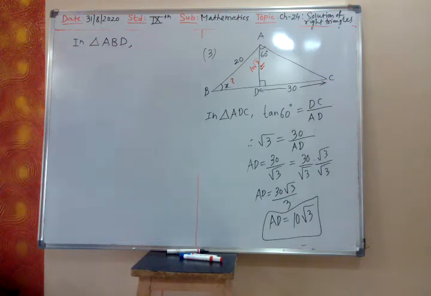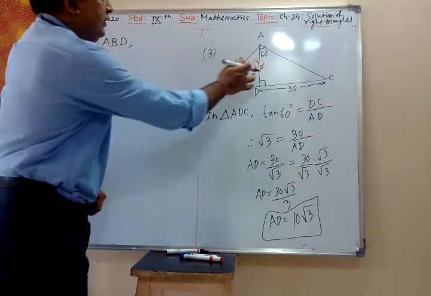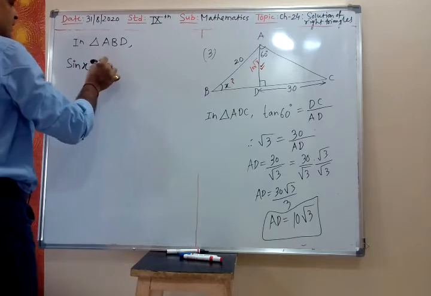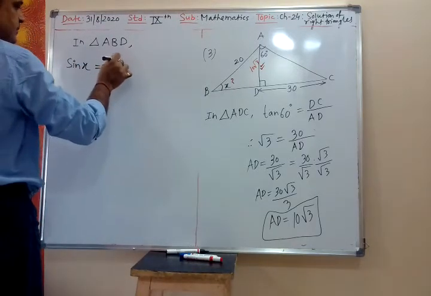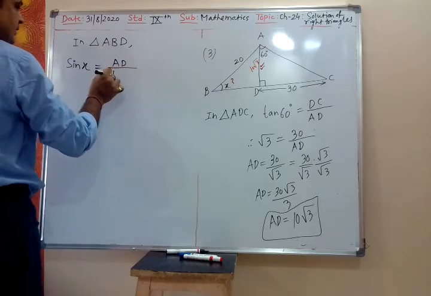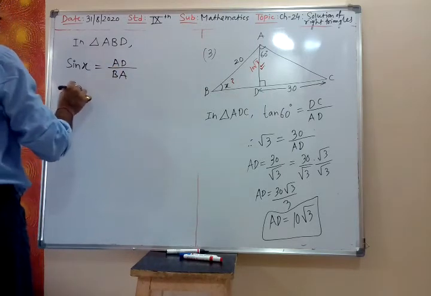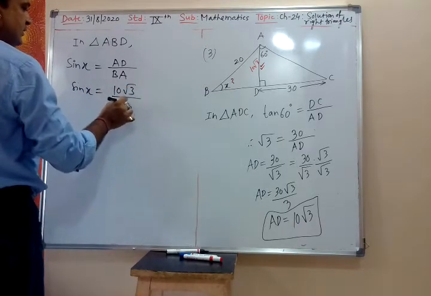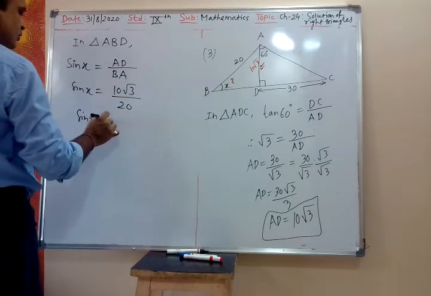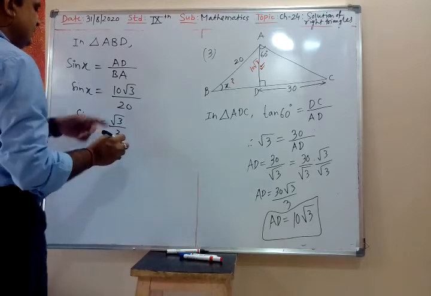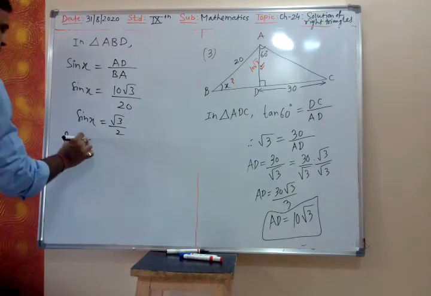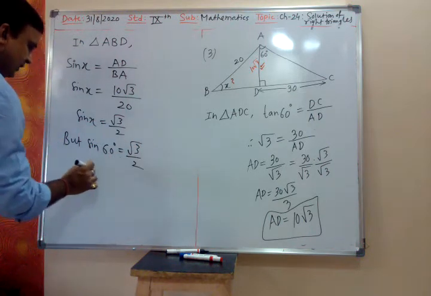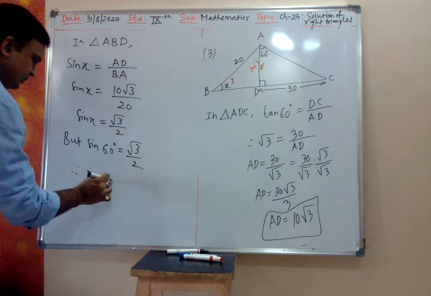Sine, yes. So in triangle ABD, we are given opposite and hypotenuse. So opposite and hypotenuse we consider sine. So sin X is equal to opposite AD upon hypotenuse BA or AB. So sin X is equal to AD, which is 10 root 3, upon BA, which is 20. So sin X is root 3 by 2. 10 2s are 20. But sin of which angle is root 3 by 2? Yes, sin 60 is root 3 by 2. So that gives you X is equal to 60 degrees.